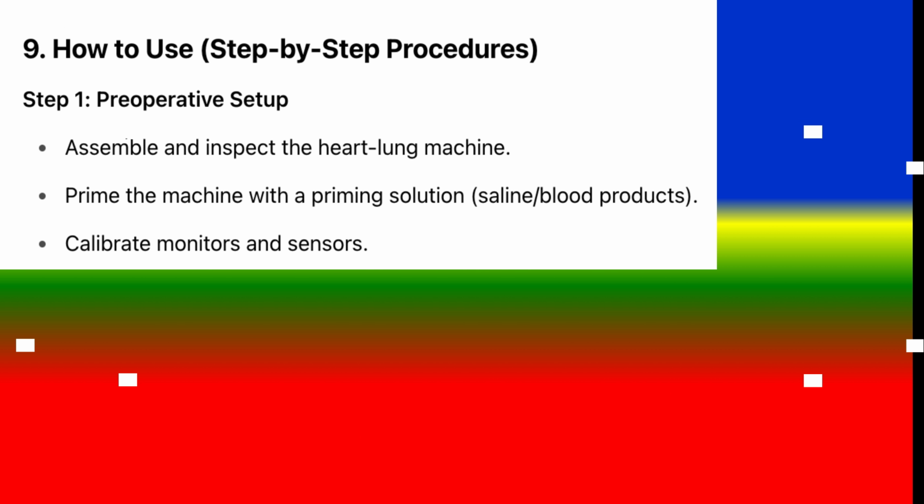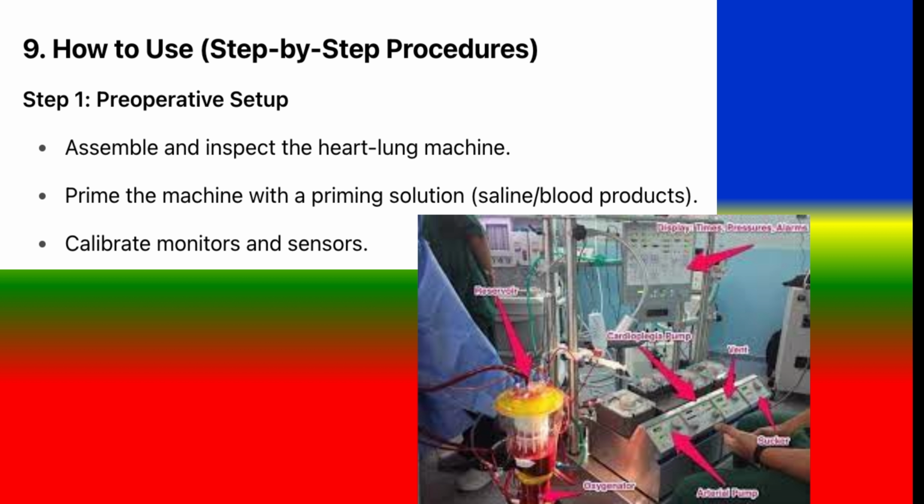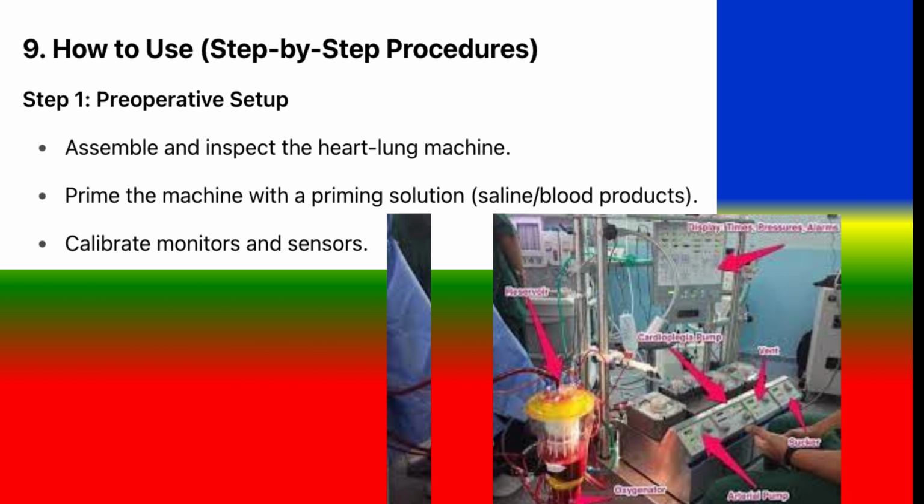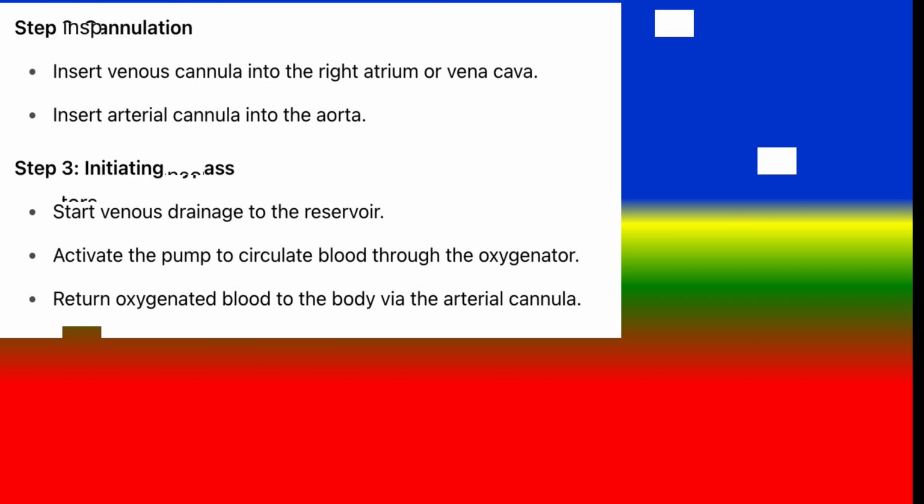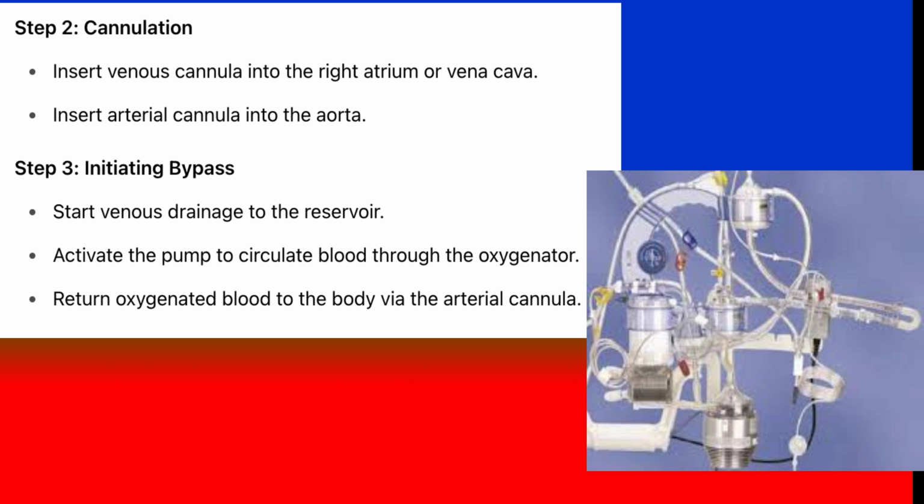9. How to use: step-by-step procedures. Step 1. Preoperative setup. Assemble and inspect the heart-lung machine. Prime the machine with a priming solution, saline, blood products. Calibrate monitors and sensors. Step 2. Cannulation. Insert venous cannula into the right atrium or vena cava. Insert arterial cannula into the aorta.